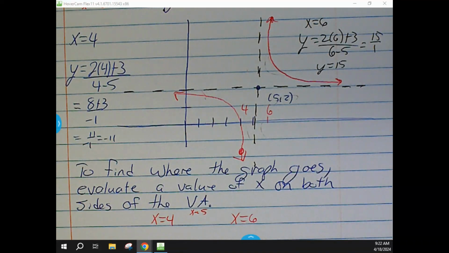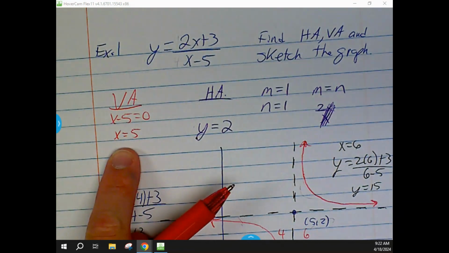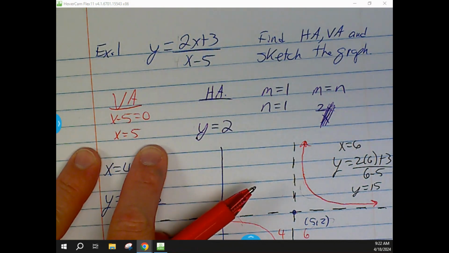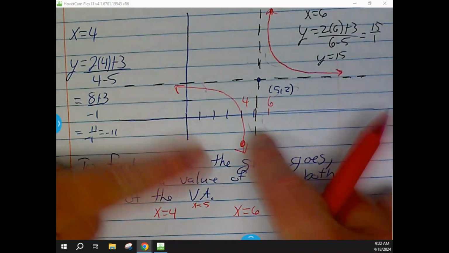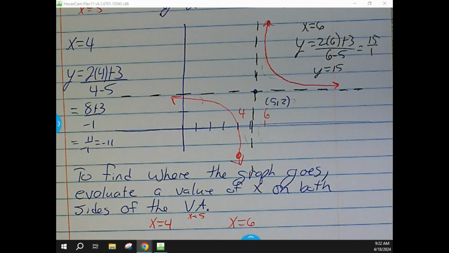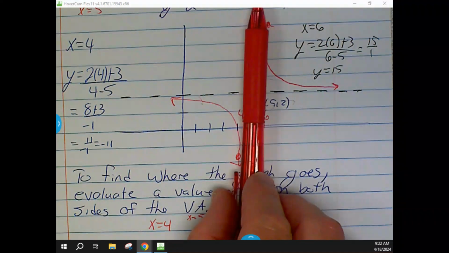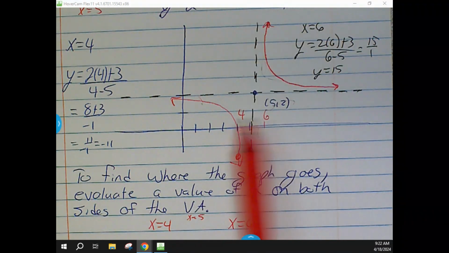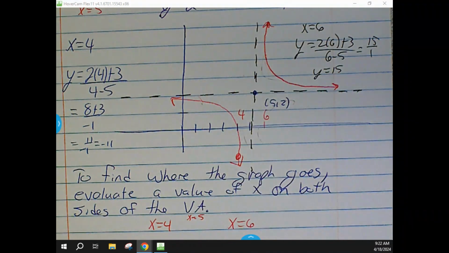So you use 4 and 6 because they're on both sides of 5? Yes. So whatever your vertical asymptote is, you pick one number to the right, one number to the left, and that way it lets you know what happens when you get close to this graph. Why you pick 4 and 6? So wherever your vertical asymptote is, if it's at 5, you want to pick just on either side of it to know what it's doing when you get there.